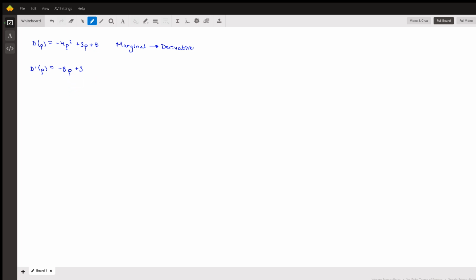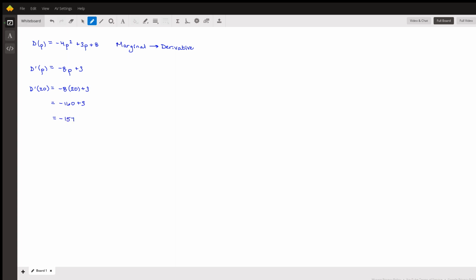They ask us to find the marginal demand when the price is $20. So that means we're going to plug in 20 for our p-value. So we'd have negative 8 times 20 plus 3. If I simplify that, that's negative 160 plus 3. And negative 160 plus 3 is negative 157.